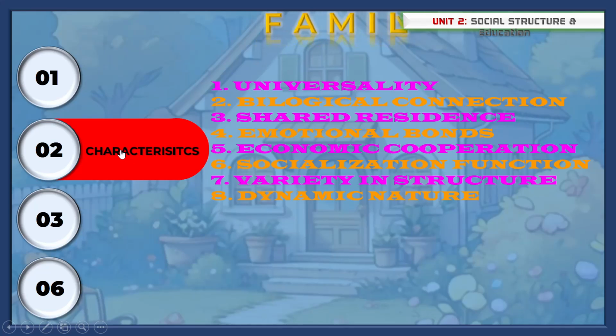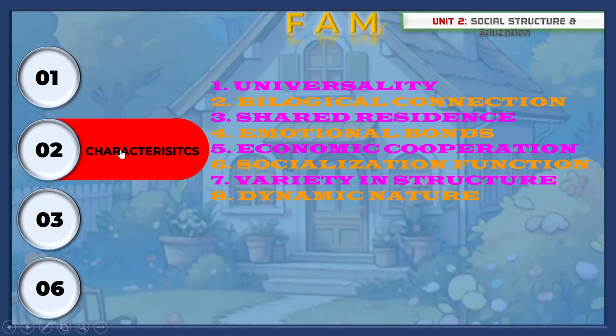Patrilocal family, the family in which after marriage the wife comes to reside in the family of her husband, is known as a patriarchal family. Then matrilocal family, the family in which after marriage the husband comes to reside in the family of his wife, is known as a matriarchal family.